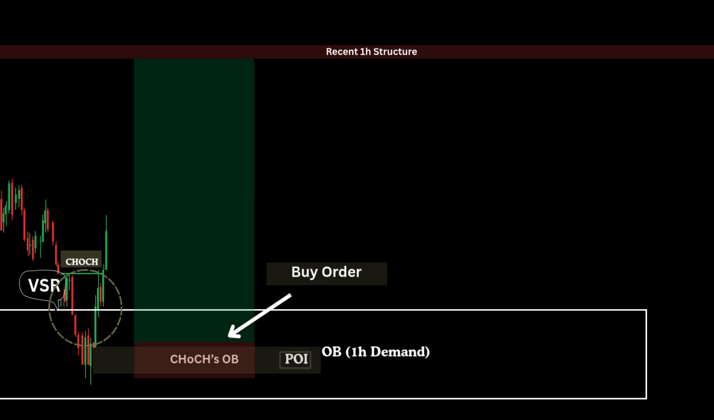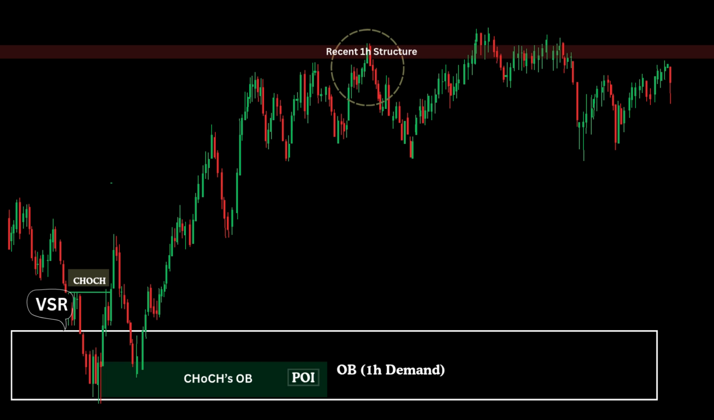Trade outcome and advice. Once our buy order is triggered, we officially enter the market. As anticipated, price moves upward and reaches our take profit target, delivering a favorable 8-to-1 reward to risk ratio, a strong indication of a successful trade.